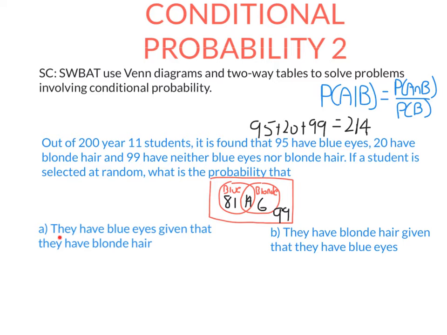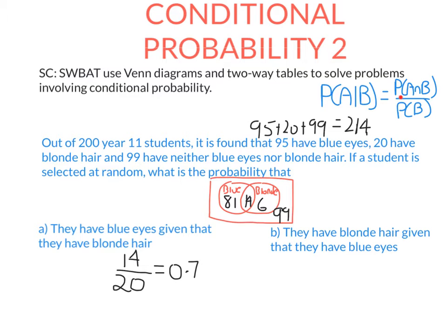Now let's look at this question. What's the probability they have blue eyes given that they have blonde hair? I'm saying I know I'm in the blonde hair circle. What's the probability I'm also in the blue-eyed circle? That's actually really simple. There are 20 possibilities inside the blonde hair circle. 14 of them are also in the blue-eyed circle. So you can go 14 over 20, which is 0.7, or 7 over 10.